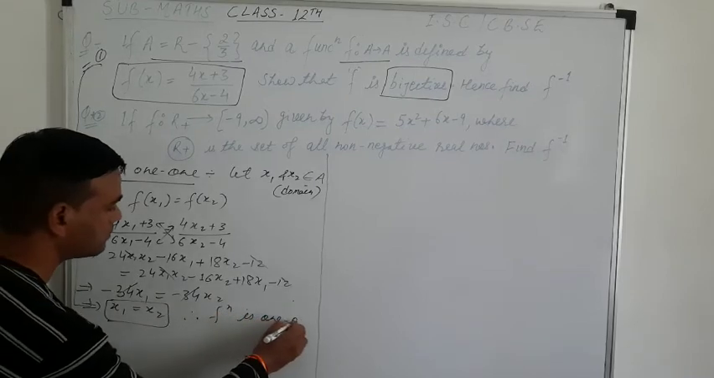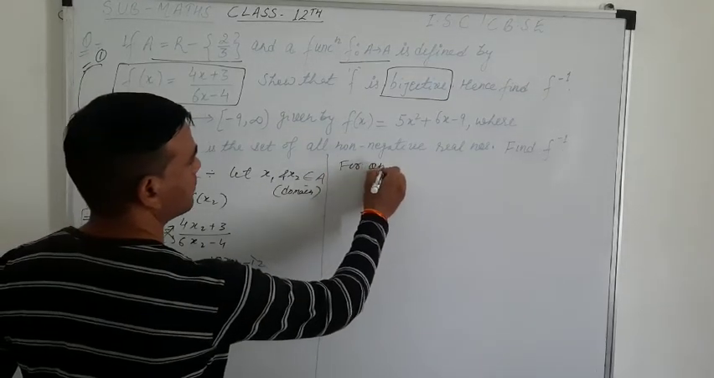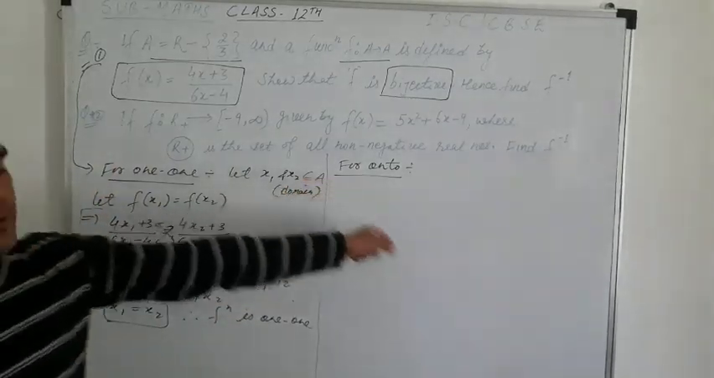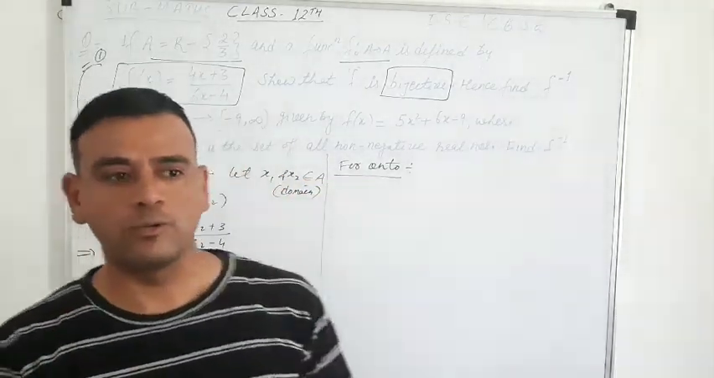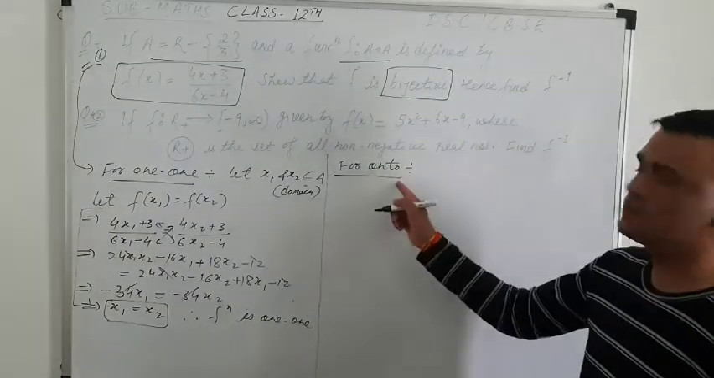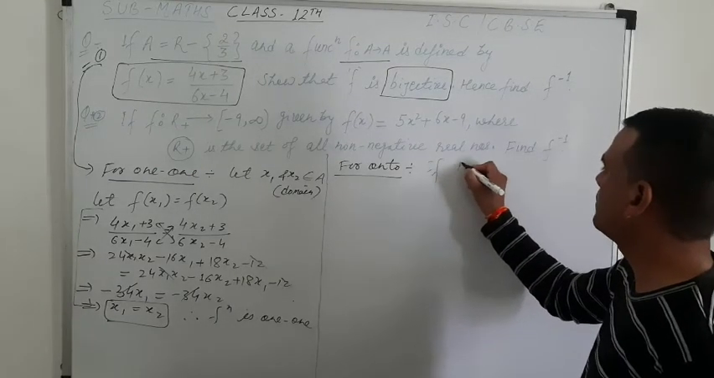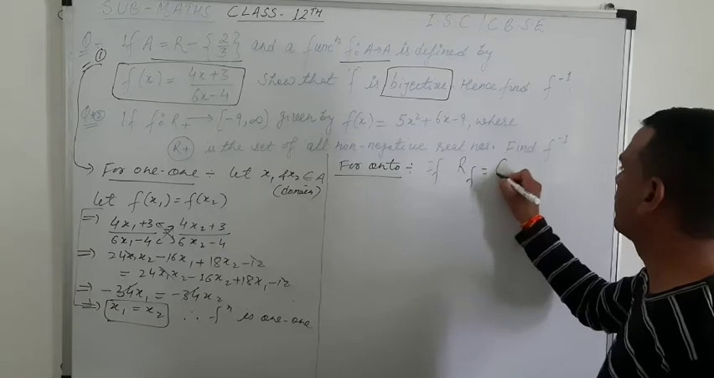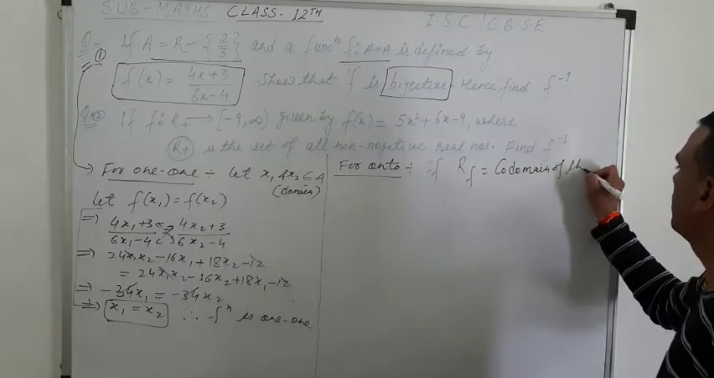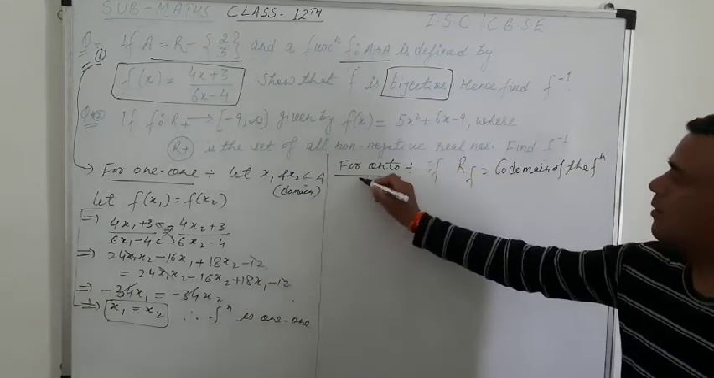Now we will move on to the onto function. We better know that if the range of the given function is equal to the codomain of the given function, then in that condition we will say that the given function is onto.